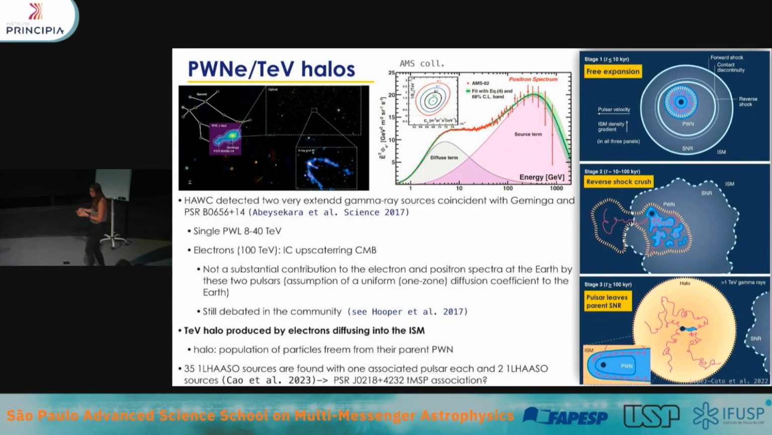And connected to pulsars, we have seen now that we are able to detect the pulsar wind nebulae. We also detect the central pulsar, and a discovery that was also really cool in the last years is the existence of what we call TeV halos. This was a discovery by the HAWC collaboration. They detected two very extended gamma ray sources around the Geminga pulsar and this other pulsar, B0656. Their emission can be described by a single power law extended up to 40 tera electron volts. And this means that you would have electrons up to 100 TeV that are the result of the inverse Compton scattering of the cosmic microwave background photons.